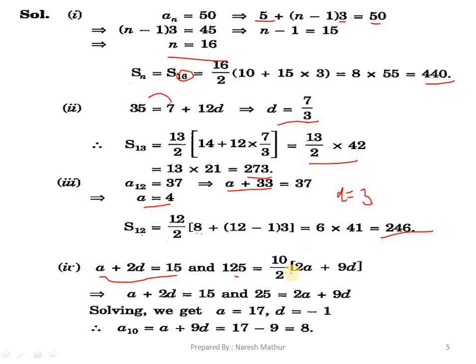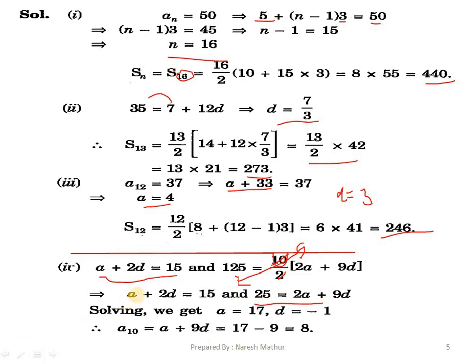So just put the formula. Sn equals n by 2, S10 means n equals 10. n by 2, 2A plus n minus 1 D, 10 minus 1, 9D. Alright. So 10 by 2 will be 5. This 5 will go in the denominator of 125. So we can get 2A plus 9D equals 25.